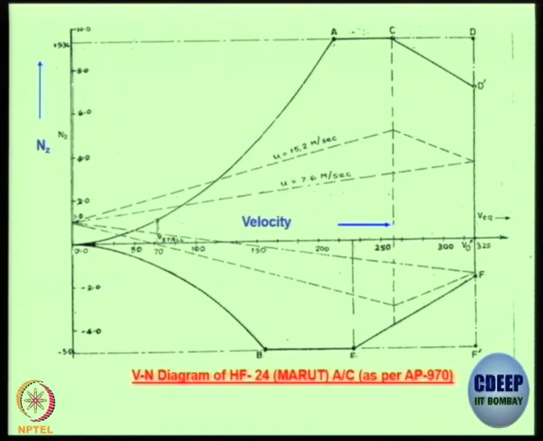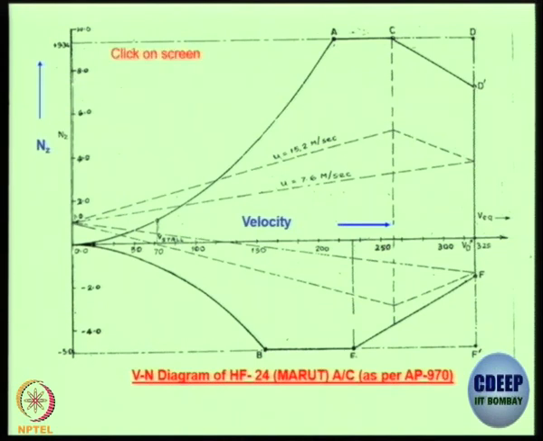So, what is a Venn diagram? Basically, we have an x-axis which is velocity, and on the y-axis, we have the load factor. Now, the velocity on the x-axis is not a normal velocity but a special velocity. And the load factor on the y-axis is also not the y load factor but the z load factor, as we will see. I want to show you the diagram first and then we will see how to derive it.